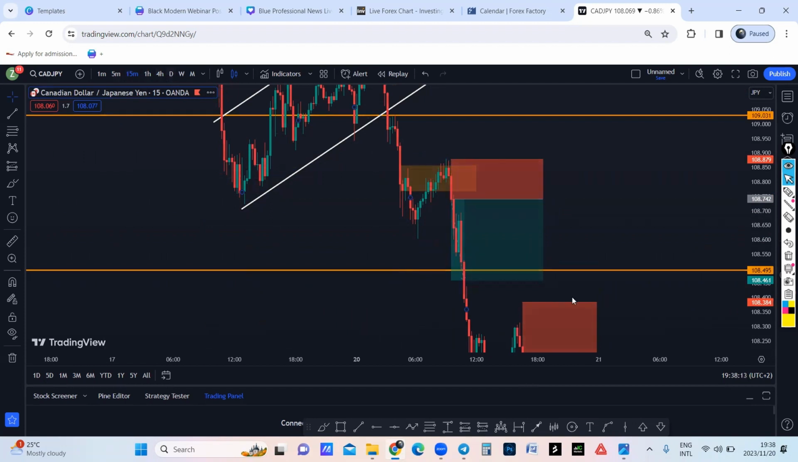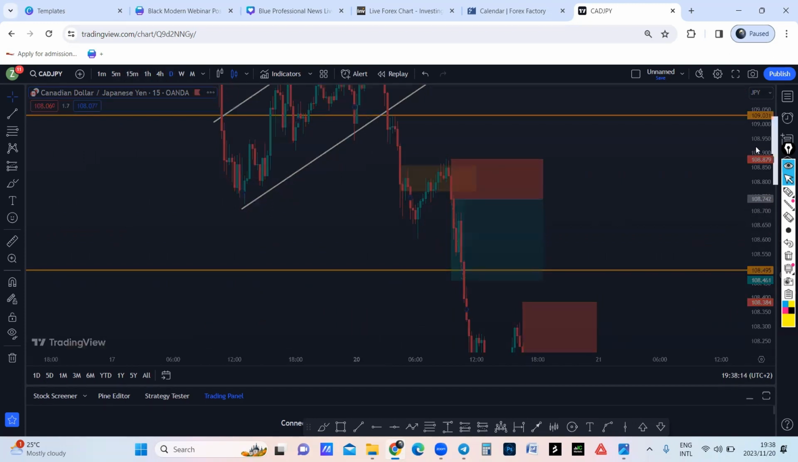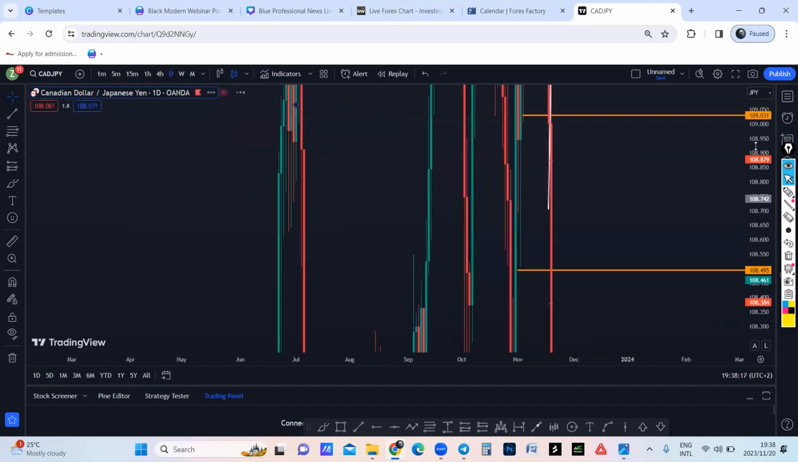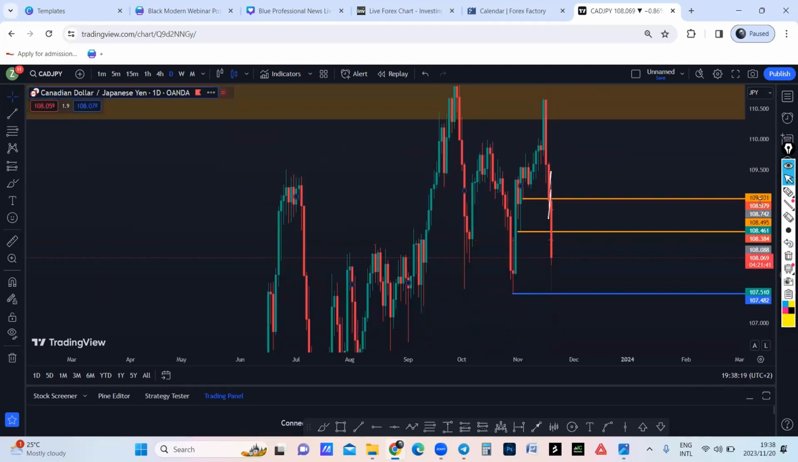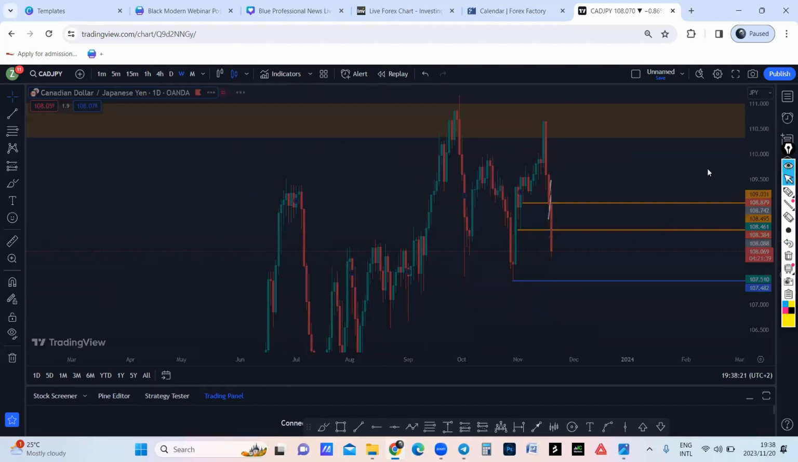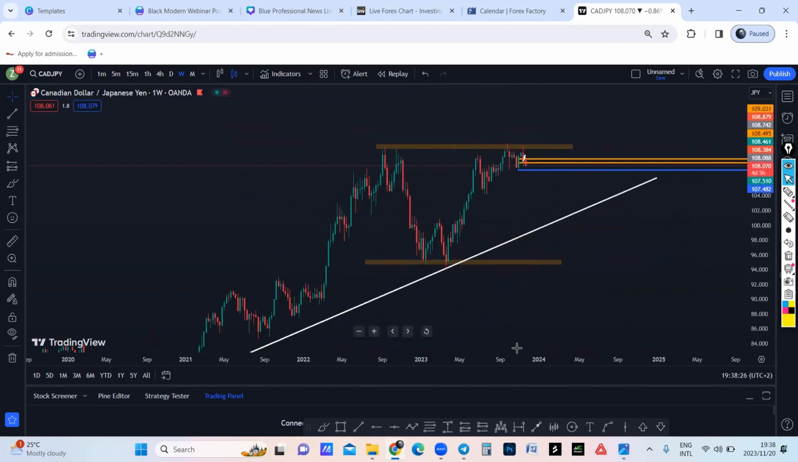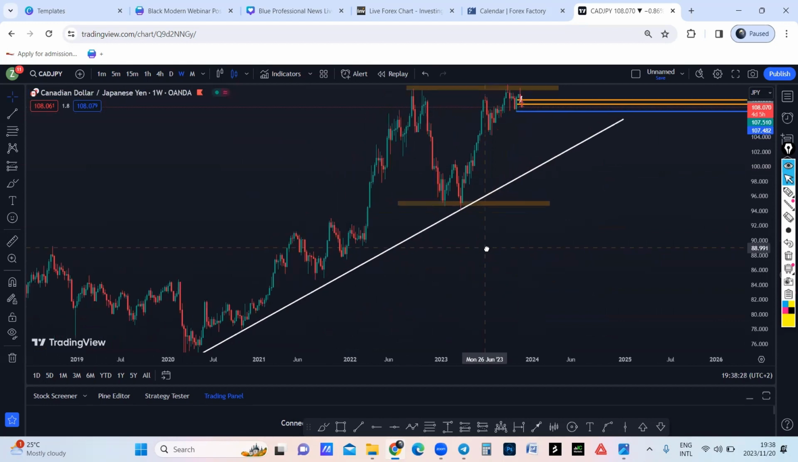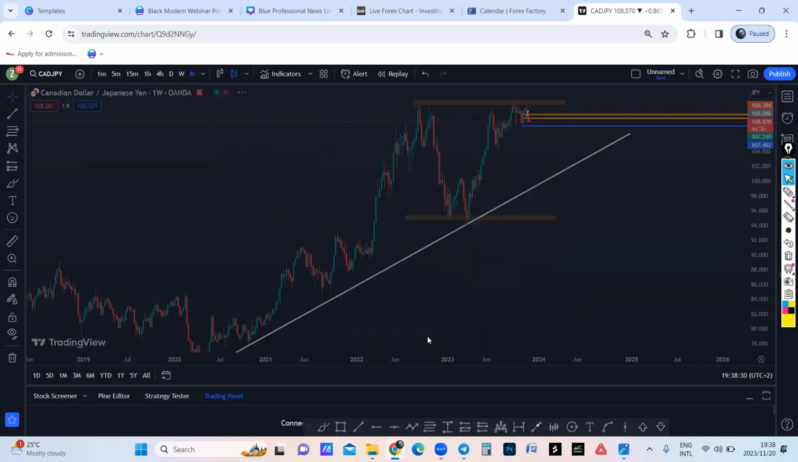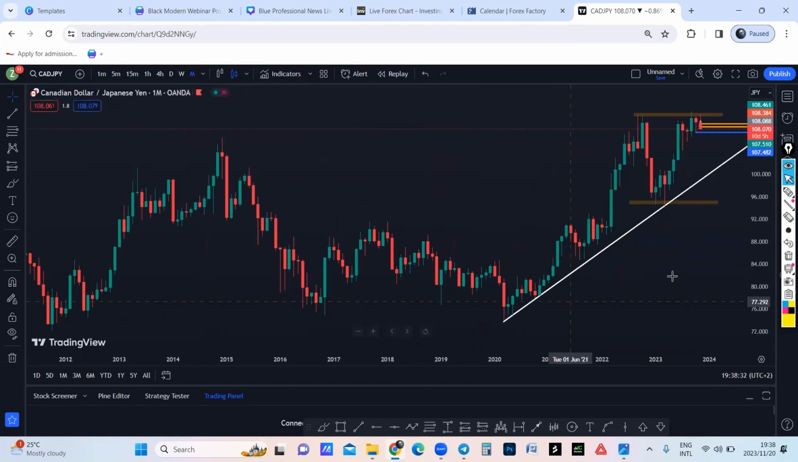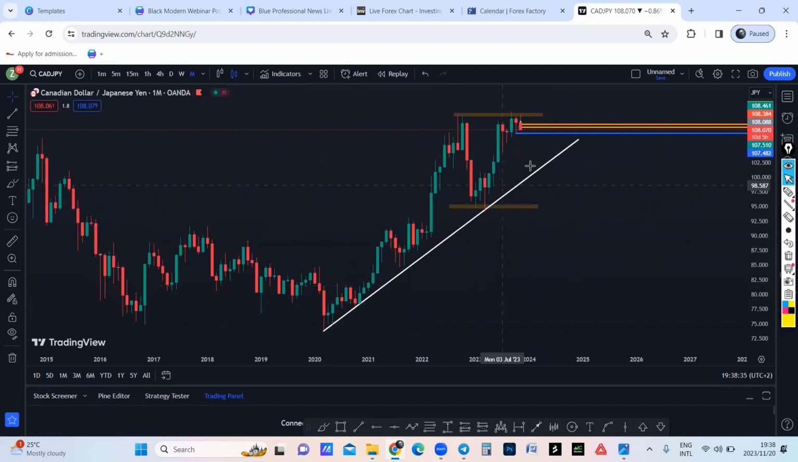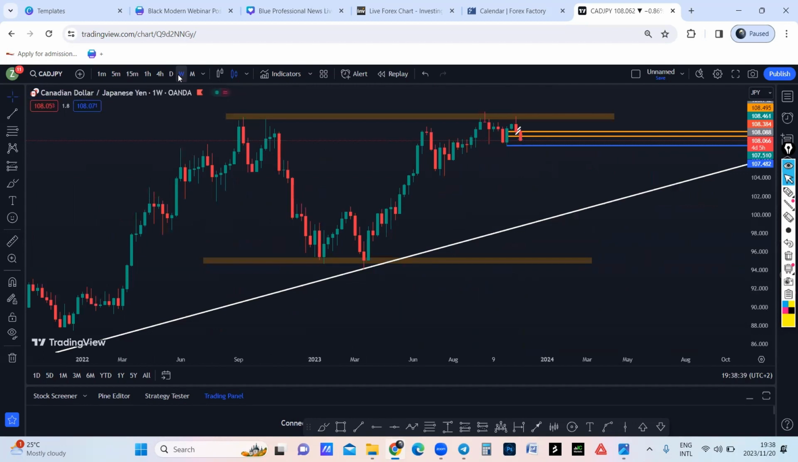So now let's go to the higher time frame and check what was happening there. We can even start on the weekly time frame. The weekly time frame is bullish, as you can see. We can even go up to the monthly. Monthly time frame is bullish as well. But we are not interested in what is happening on the monthly, weekly, daily. We just want to see our take profit zones.